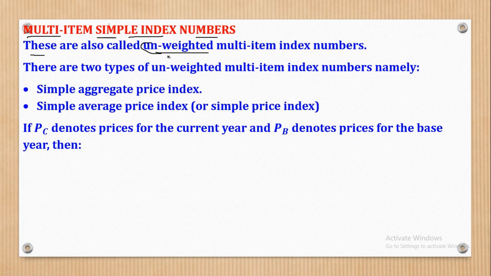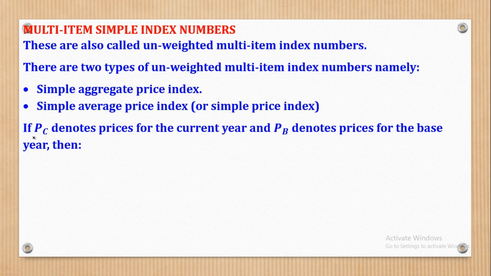So these are also called unweighted multi-item index numbers, and they are of two types. The first is called simple aggregate price index, and the other one is called simple average price index. But sometimes the examiners can be funny and they don't specify whether it is aggregate or average. When they don't specify, you have to take it as average. So when they just say simple price index, they have not specified whether it is average or aggregate. Therefore in that case we take it as average.